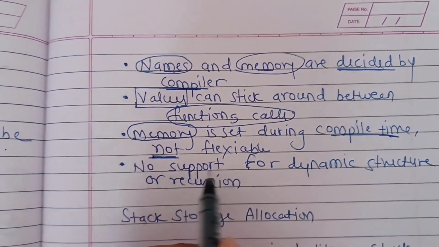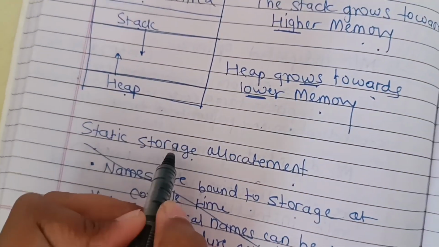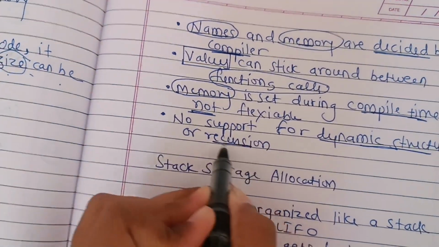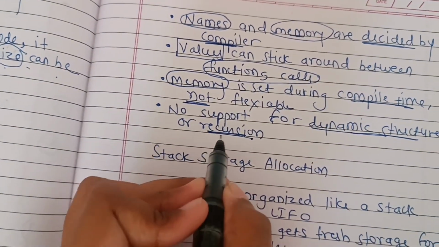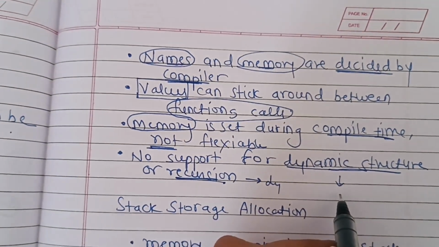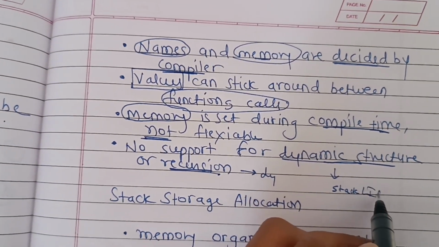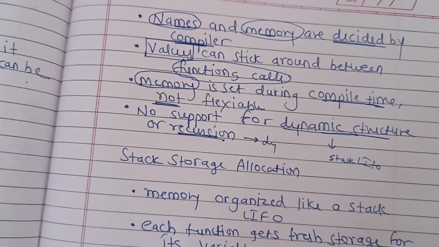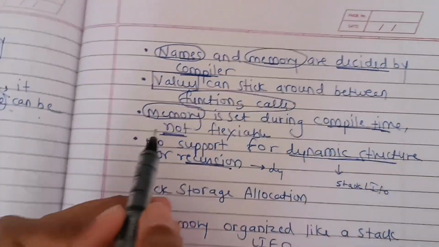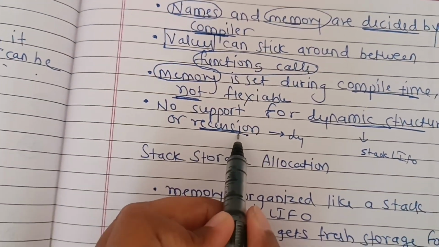It needs more, and does not support dynamic structures or recursion. As this is static storage allocation, no dynamic structures or recursion are done, because recursion comes under dynamic, and dynamic structures like stack and LIFO are not considered in static storage allocation. That's why there is no support for dynamic storage or recursion.